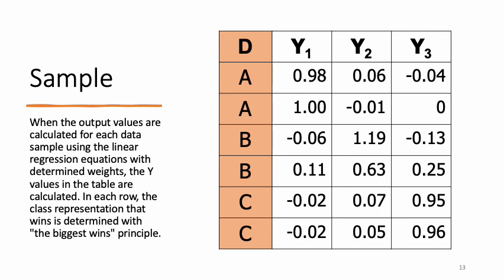In each row, the class representation that wins is determined with the biggest wins principle. In the first 2 rows, the first column values representing class A are greater than the other column values. Therefore, the regression equations trained for classification in the first 2 rows predicted class A without error. Similarly, the other rows are also completely correct.